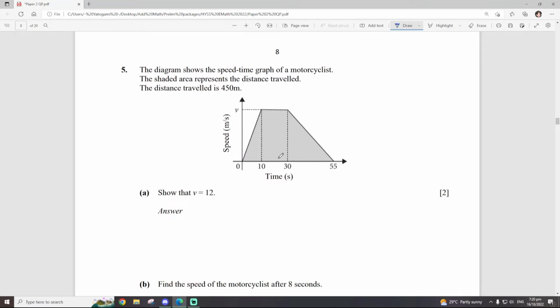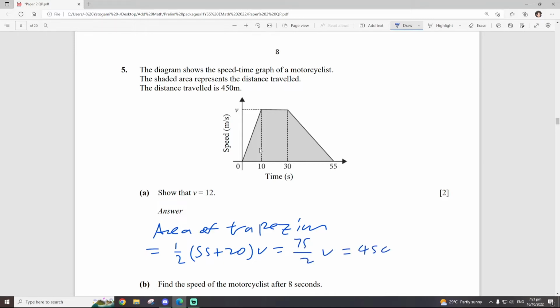The diagram shows the speed time graph of a motorcyclist. The distance traveled is 450, so the area of the trapezium, because the area under a speed time graph will give you the distance, right? So this is half times the sum of parallel sides, which is 55 plus 20, times v. So this is 75 over 2 v equals 450, and then you can solve for v, which should be 12. 75 times 6 is 450, yes.